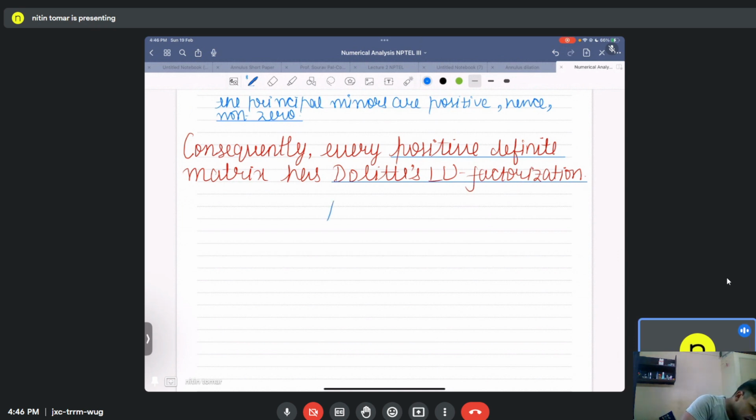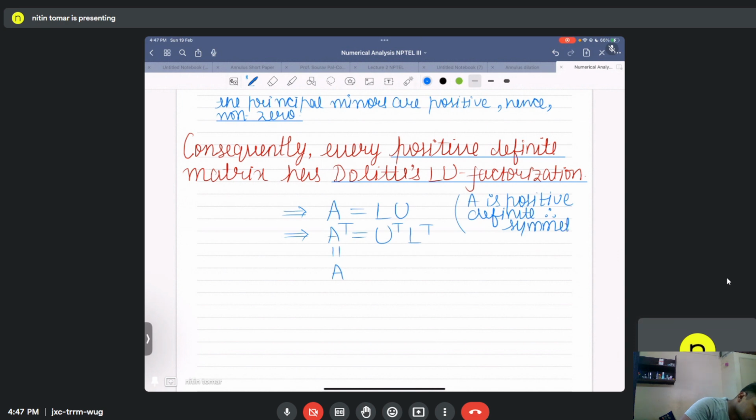So let us say you have A to be LU, okay? Now tell me, if you take transpose, what will happen? A transpose is U transpose L transpose, okay? But A transpose is the same as A, right? Because A is positive definite, so A is symmetric, correct? By definition, if it is positive definite, then it is symmetric.